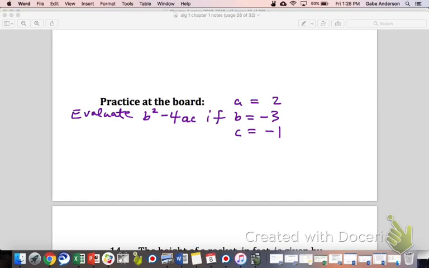I would want you to write blank parentheses squared minus 4 blank parentheses in place of the B and the A and the C. Once you have done that, then we plug in the numbers. So negative 3 would go here. A is 2, C is negative 1.